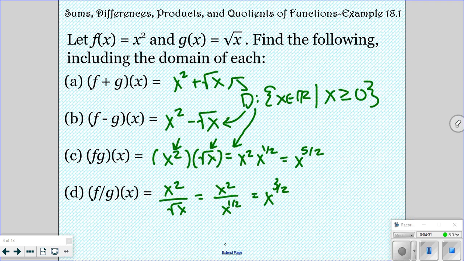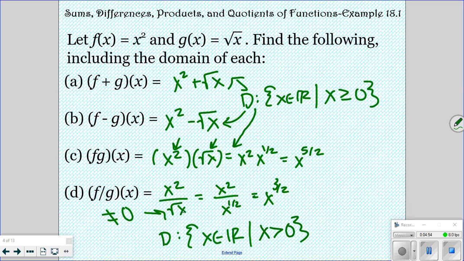However, this one is going to be a little bit different, and it's different because our radical is on the denominator side. So we cannot plug in 0 into our denominator. So it wouldn't be or equal to 0 over here. Your domain would be x is in the reals such that x is just greater than 0. Because you can plug in positive numbers, you just can't plug in 0 here. So that would be sums, difference, products, quotients of functions.